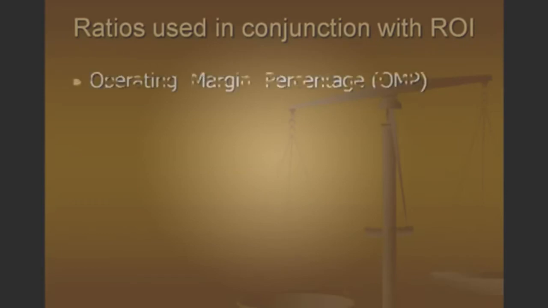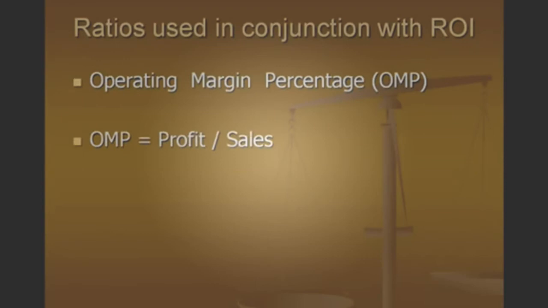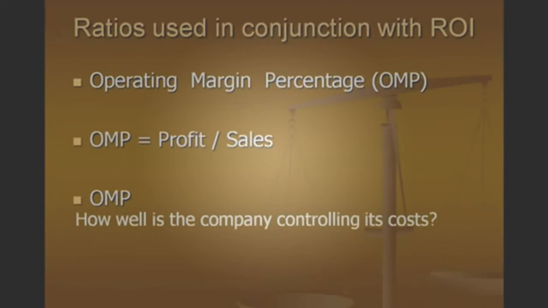The ratios are operating margin percentage, which goes as OMP. The formula for this ratio is profit over sales. OMP tells you a piece of information, a vital piece of information. It tells you how well the company is controlling its costs. Over time, if OMP goes up, it means the company is doing a good job controlling costs. If OMP goes down, vice versa, the company is not doing a good job controlling costs.